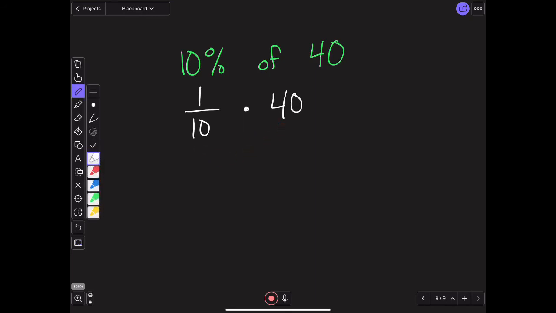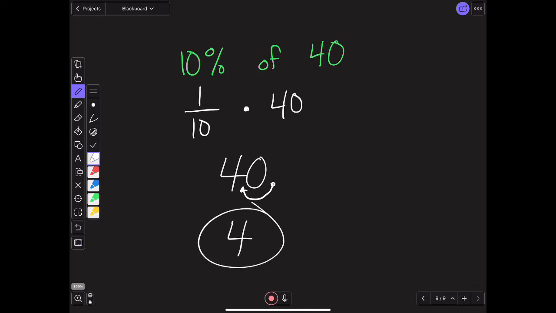And the cool thing about 10, which is the reason why most countries have the metric system, is it moves the decimal. So our decimal right here, if we divide by 10, it just moves it one place to the left. So 10% of 40 equals 4. Okay, so I'm going to give you a variety of questions and then see if you guys can figure it out using some mental math. All right, so here we go.